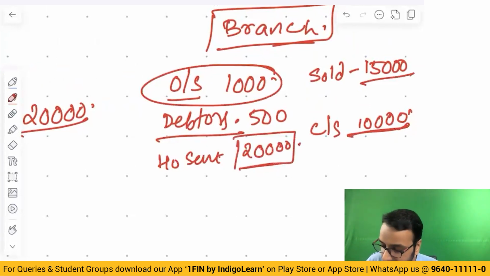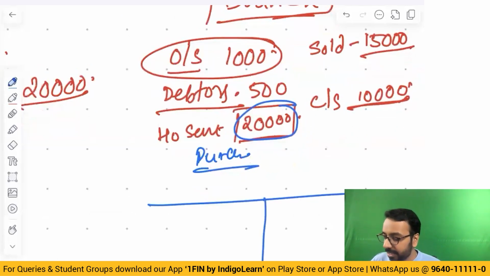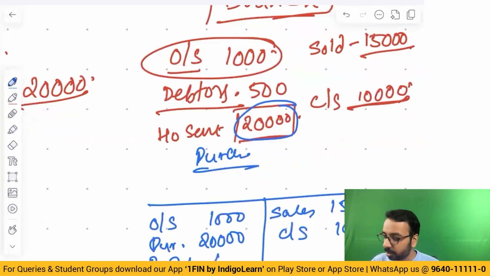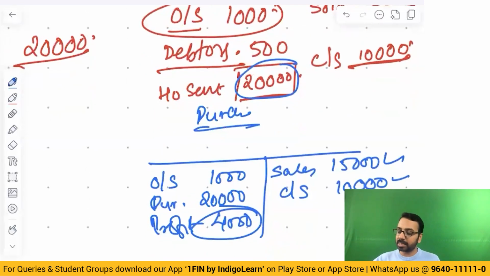This head office sent goods, it is like my purchase. If I am a branch, it is as if I have purchased this. So if I have to calculate the profit, what will I do? I will say opening stock 1,000, purchases, assume for a moment, just for the logic purpose, 20,000, sales 15,000, closing stock 10,000. What is the profit? You would say, sir, 15 plus 10, 25, 25 minus 21, 4,000 is the profit.